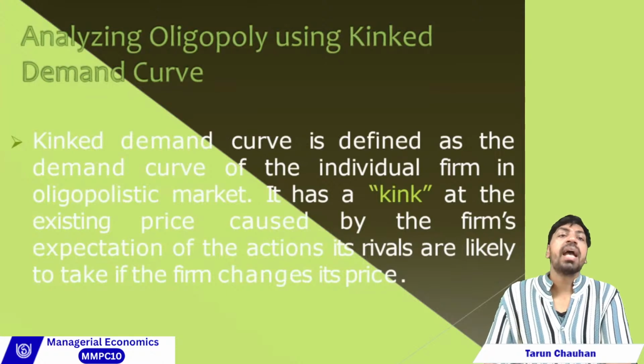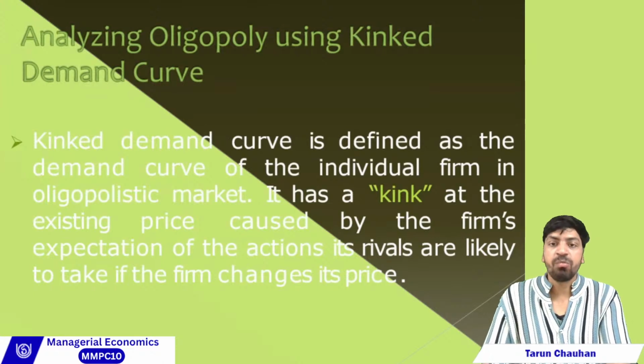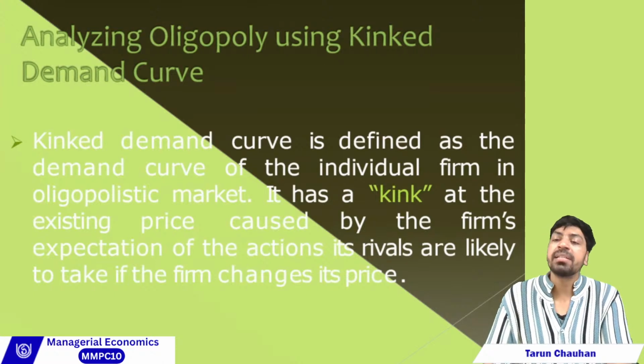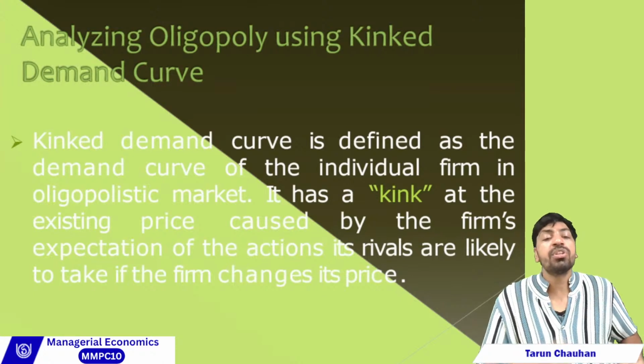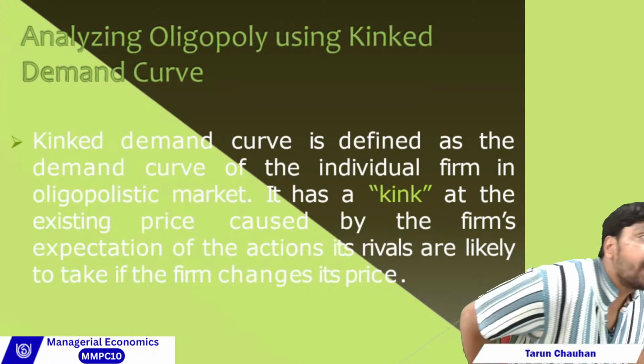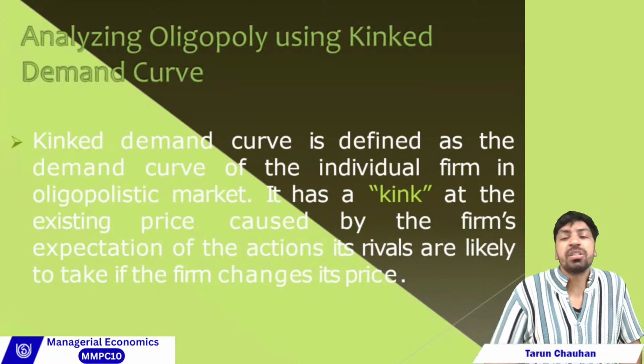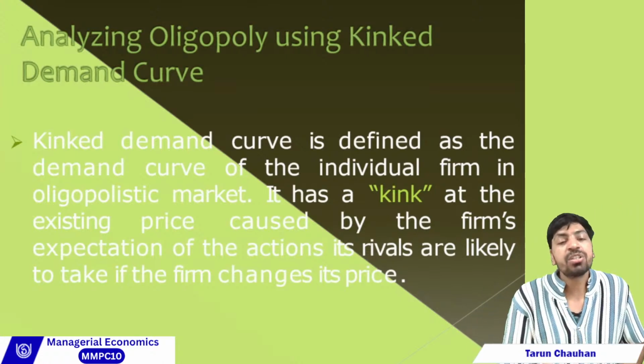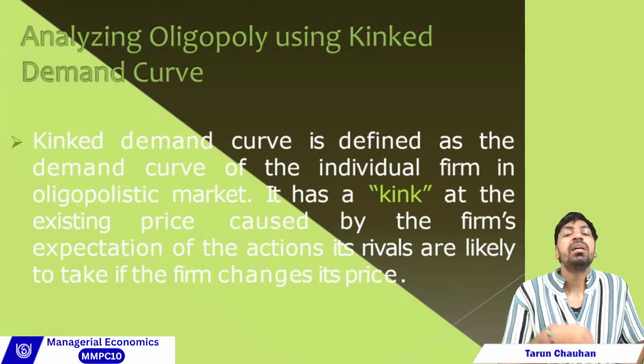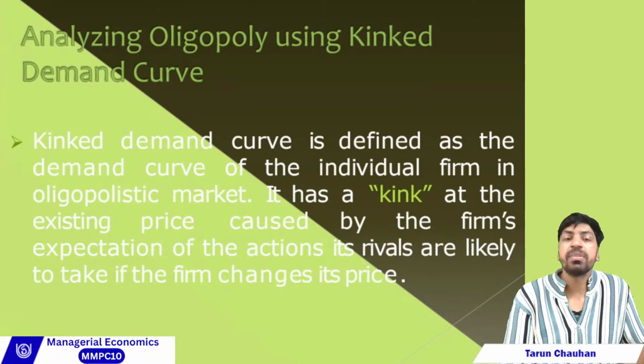Now we talk about how to analyze the oligopoly using the kinked demand curve. What is the kinked demand curve? The kinked demand curve is the demand curve of an individual firm in such a market. It has a kink at the existing price. That means it is known to decide the existing price by the firm's expectations of their rivals' actions, where the firm will change its price in the future. So that's called the kinked demand curve.